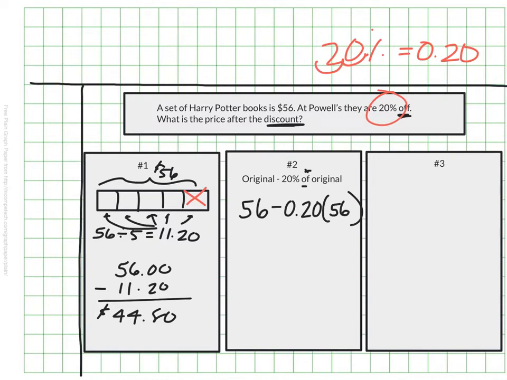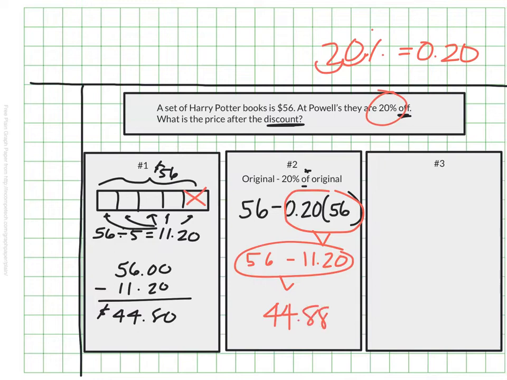And I would of course do PEMDAS, right? I'd multiply first. And again, I'm just going to do my multiplication here on the side on my paper. But when I do that, I get that $11.20. And then I'm going to do my subtraction. And when I subtract, I get the same $44.80 that I got with method 1. A different way, same result.